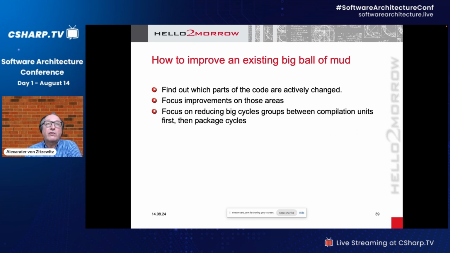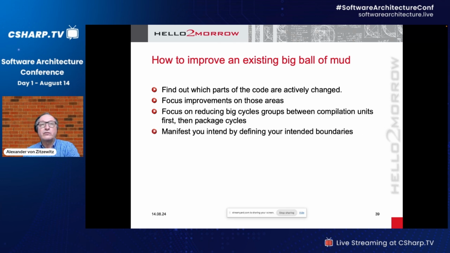And the first thing would be to basically find out if you can reduce package cycles. Package cycles are worse than component cycles. And then if you have those big compilation unit cycles, also try to make them smaller. Breaking them up into smaller cycles is already a good gain. And we have some tutorial videos on our website that explain this process.